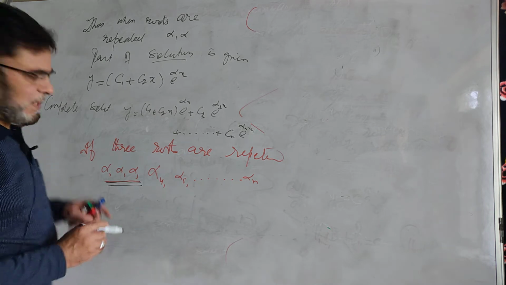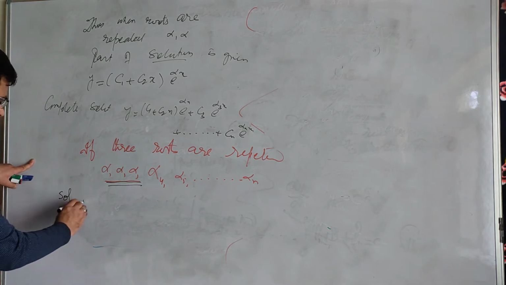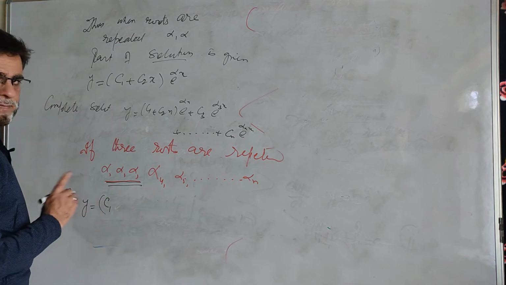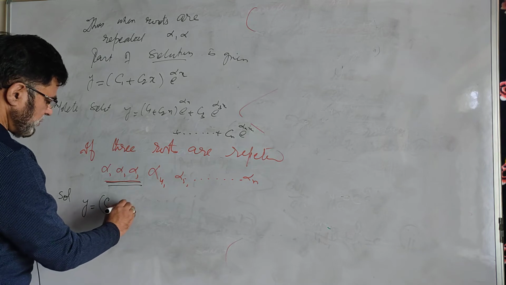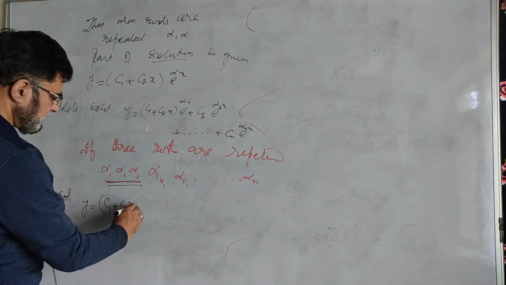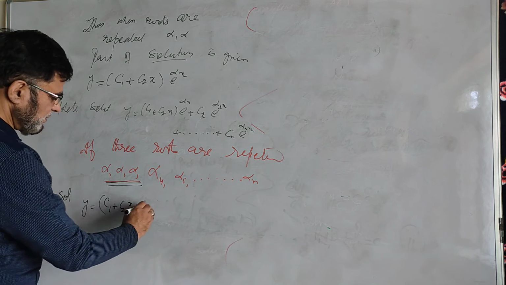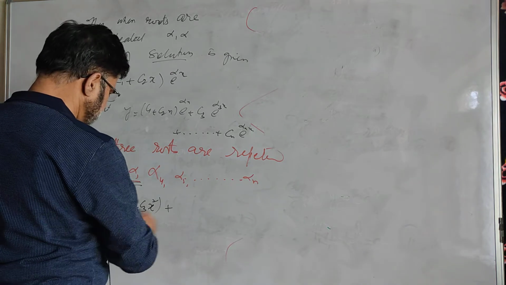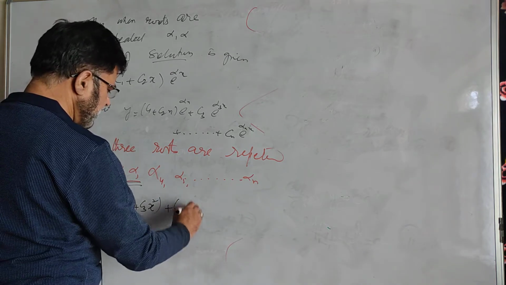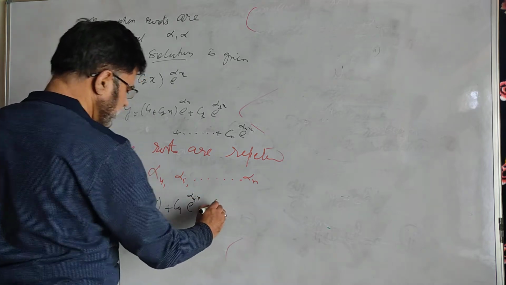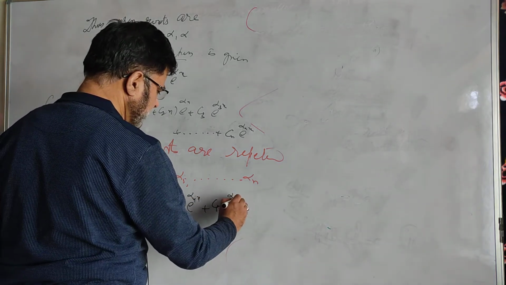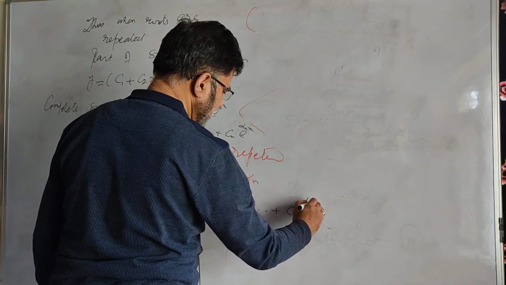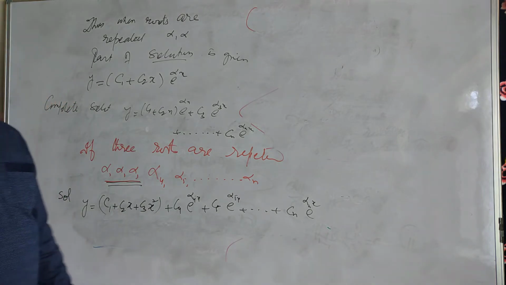How do you write the solution? In this case the solution is y is equal to c1, then plus c2x plus c3, three constants you have introduced, x square, you will get x square here, then plus three constants are here, c4 e raised to power alpha 4x plus c5 e raised to power alpha 5x, plus so on to cn e raised to power alpha nx. Clear? I hope you have got that.